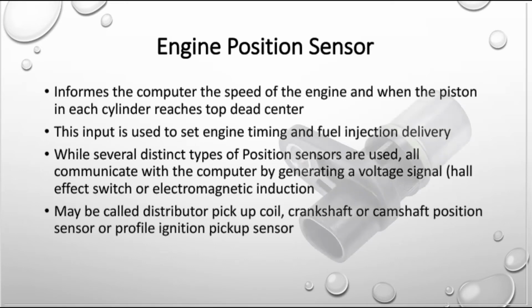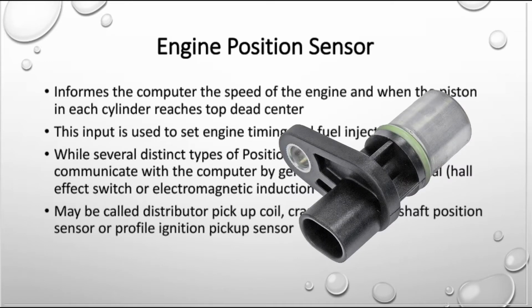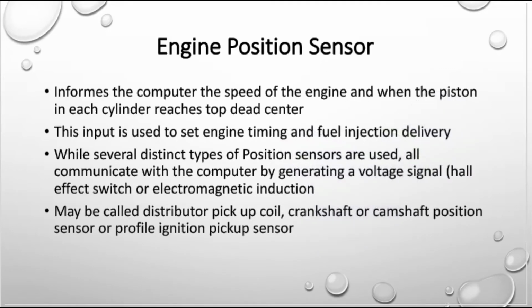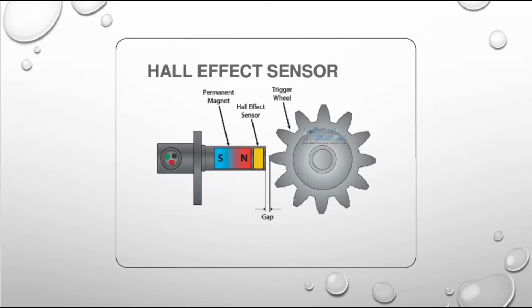The engine position sensor. This sensor informs the computer of the speed of the engine, and when the piston in each cylinder reaches top dead center. This input is used to set engine timing and fuel injection delivery. While there are several distinct types of position sensors used, all communicate with the computer by generating a voltage signal using a Hall effect switch or electromagnetic induction.